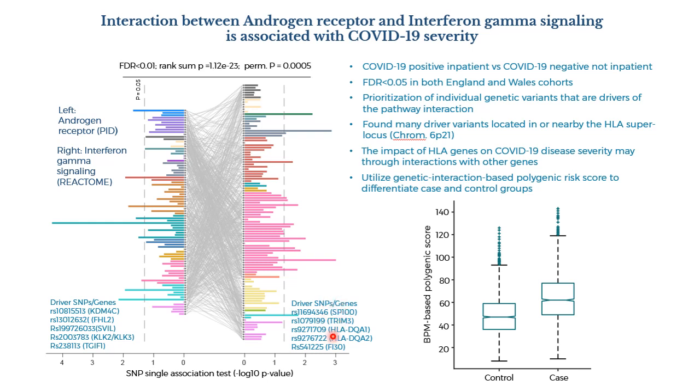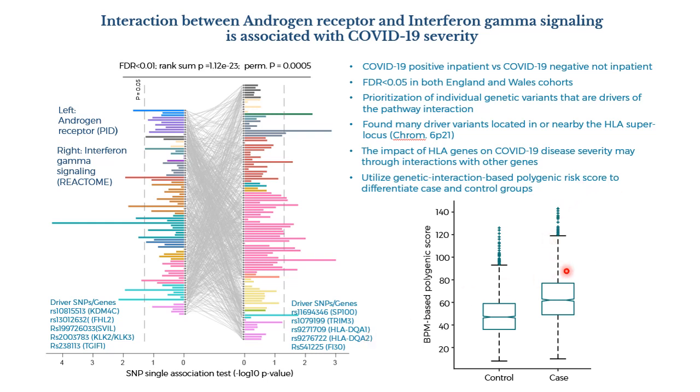Driver SNPs are SNPs whose interactions are more than expected compared to their possible interactions in the genome. Interestingly, we find many driver variants located in or near the HLA superlocus, which is quite interesting. So there's a possibility that the impact of HLA genes on COVID-19 is through interaction with other genes.